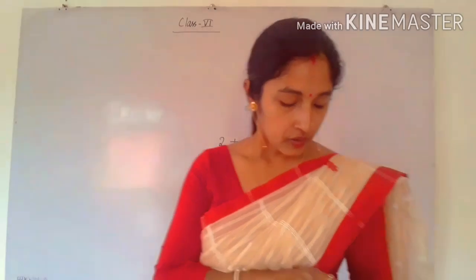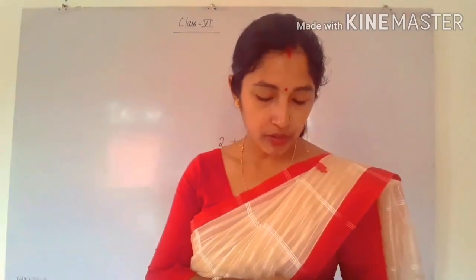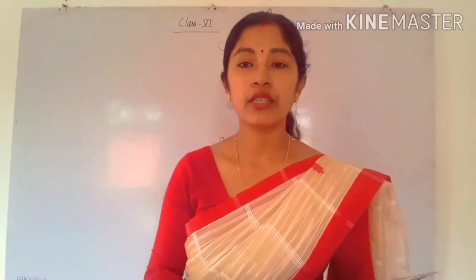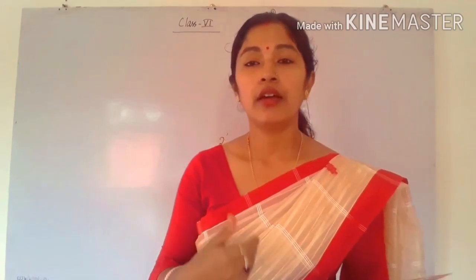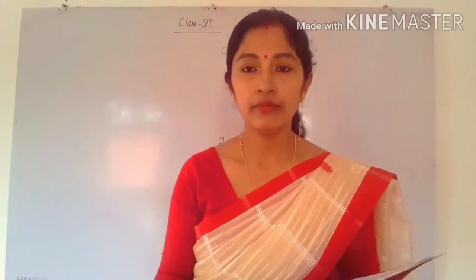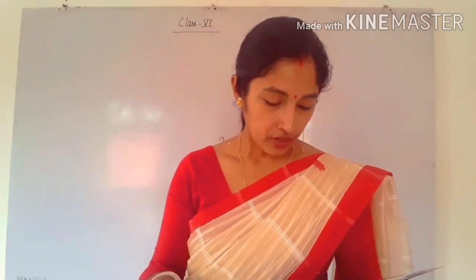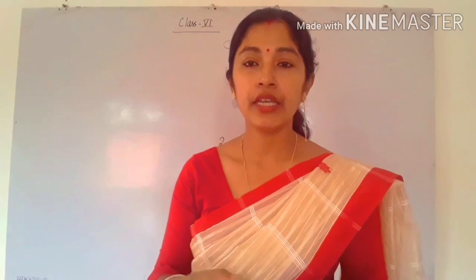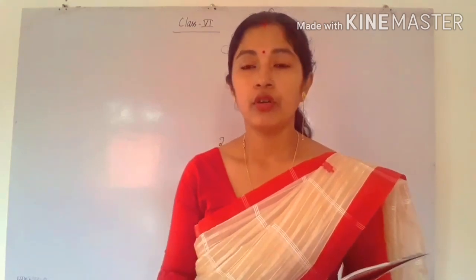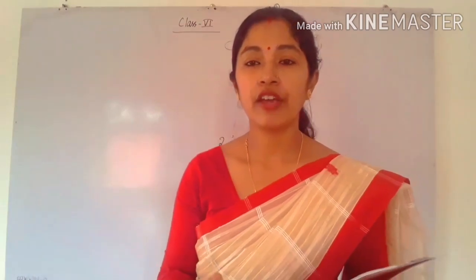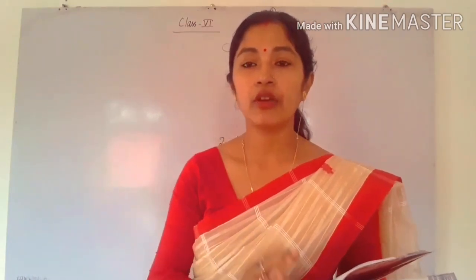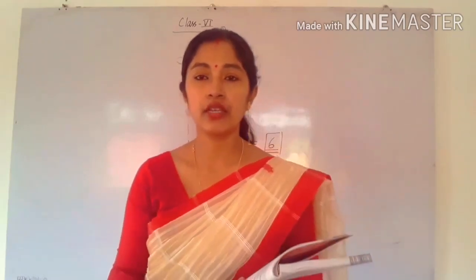Next, B: the sum of two odd numbers is always dash. If we take any two odd numbers, for example 3 and 7, when we add 3 and 7, we get 10. Similarly, if we take other odd numbers, for example 3 and 5, when we add 3 and 5, we get 8. In the first case I got 10, in the second case I got 8.